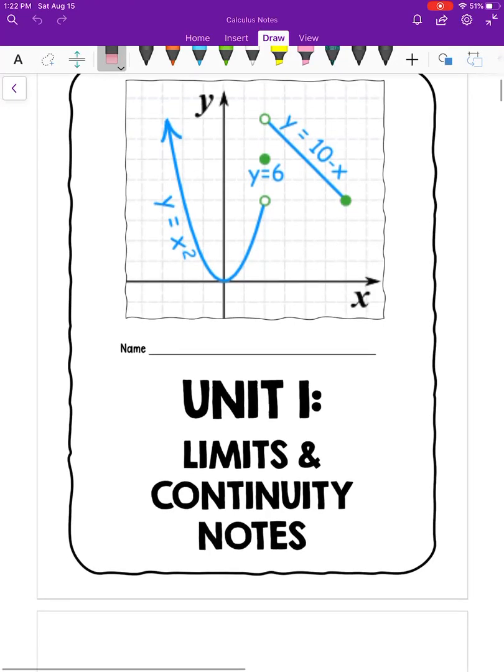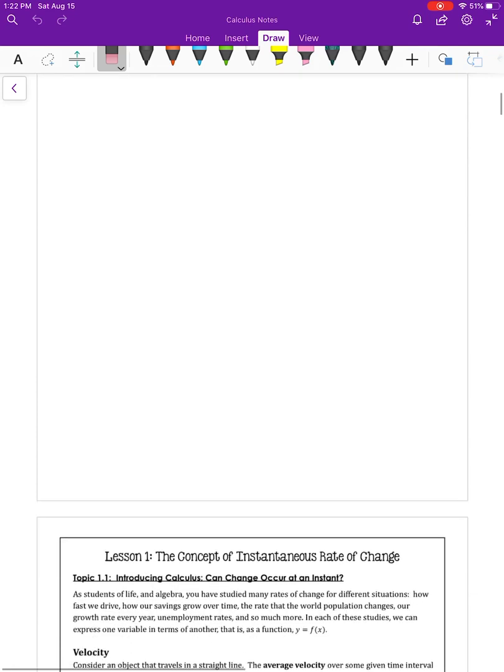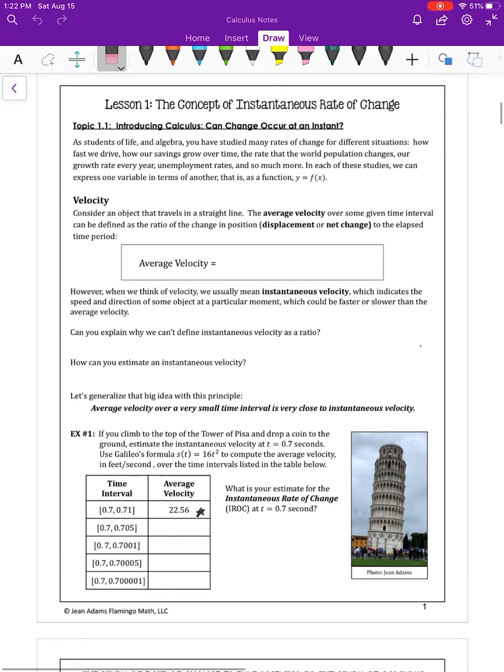Okay, Unit 1, Limits and Continuity. We are going to have our first day of notes. This is Lesson 1, the concept of instantaneous rate of change. So we are going to look at, can change occur at an instant?